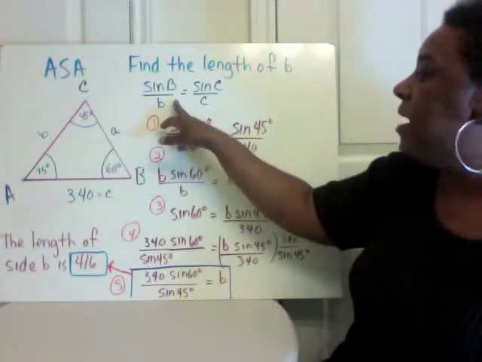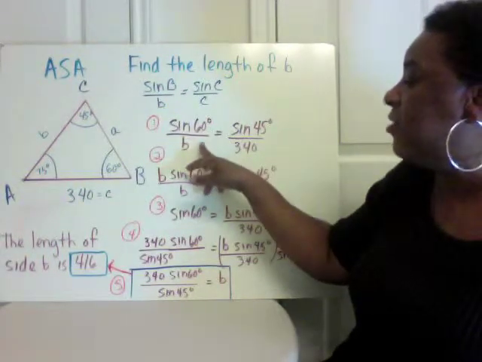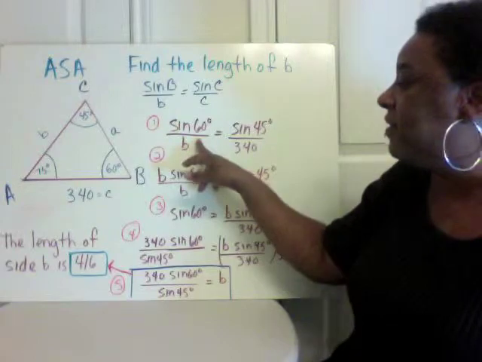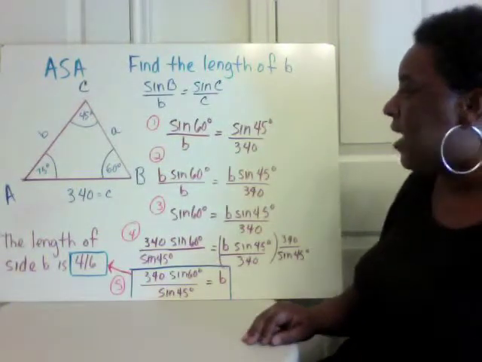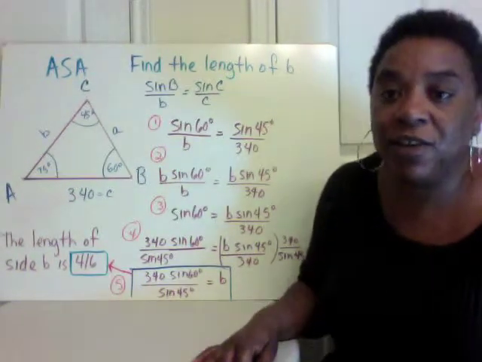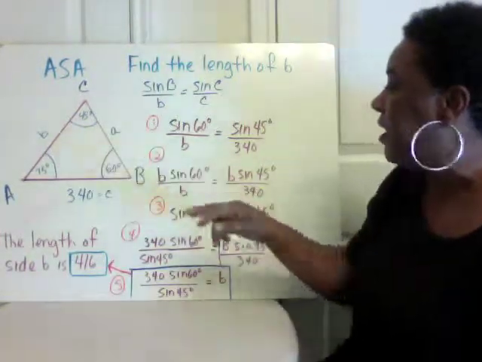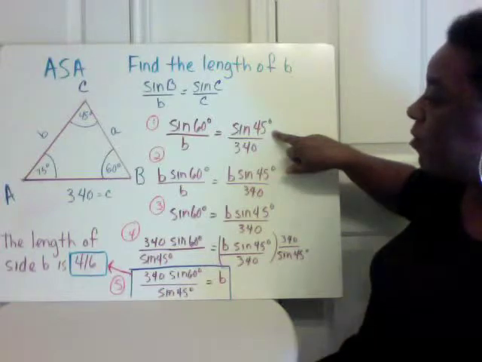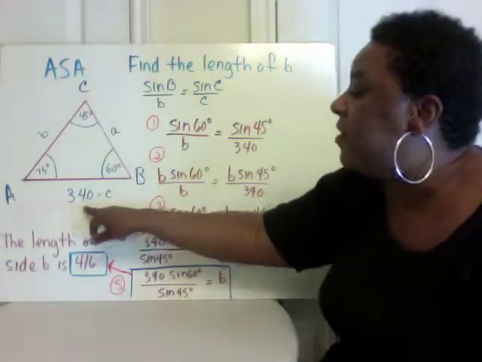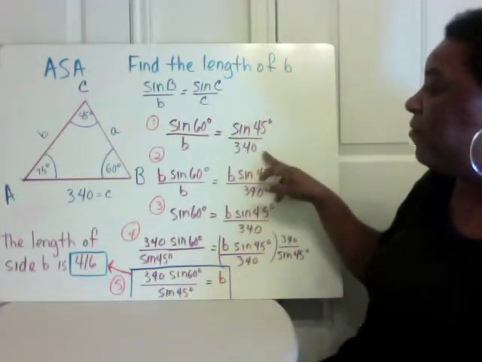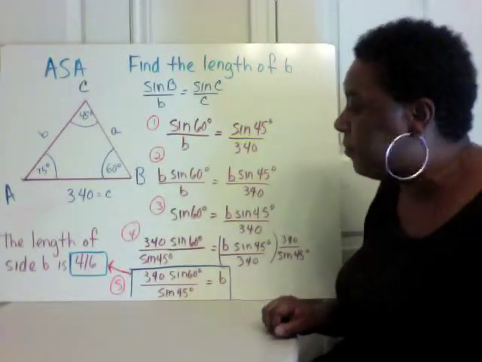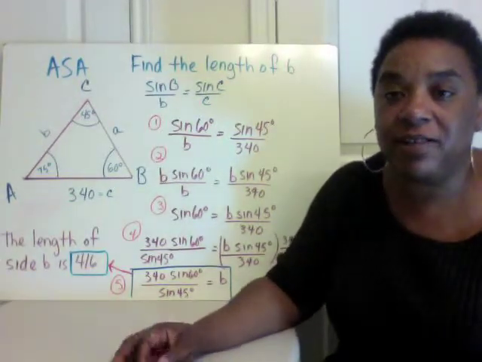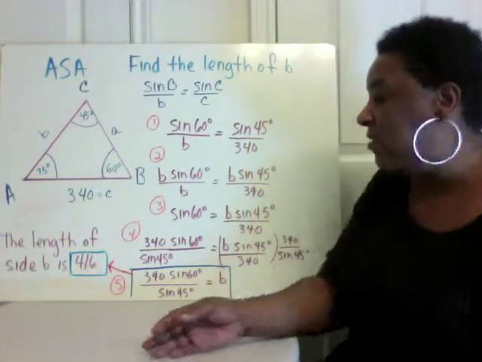We know the measure of angle B is 60 degrees, so we write sine of 60 divided by B. And we also have the measure of angle C, which is 45 degrees, so we'll write sine of 45 degrees here in the numerator. And we also have the length of side C, which is 340, so that goes here. Now we'll just use some algebra to help us isolate B and solve for B.